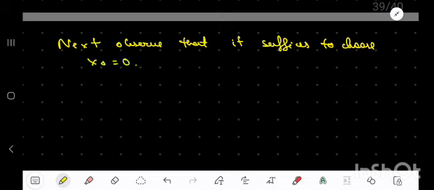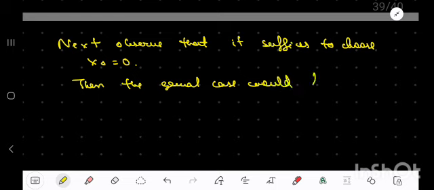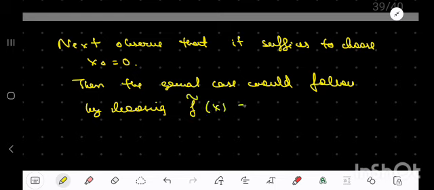Okay, then the general case would follow by choosing, we can just scale using this x naught, right? So I can just take f tilde of x to be f of x plus x naught, so I can just scale it up. Okay, fine.